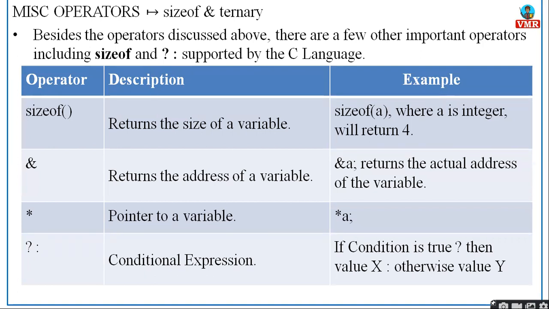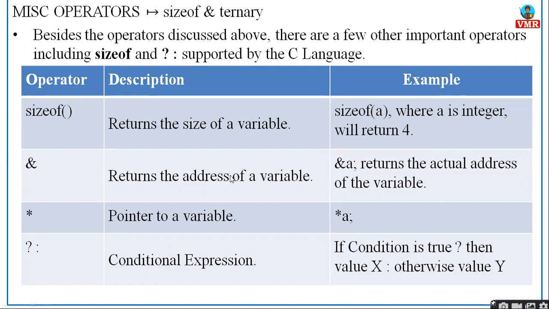So first one is sizeof, which returns the size of a variable. In the previous lectures we had seen how much memory is allocated for a particular variable. If you are writing integer a, and you want to know the size of that variable, you can use sizeof(a). If it is an integer, you'll get 4 as output. If it is a double, you'll get 8. If it is a char, then you'll get 1 byte of memory. So the size of that particular variable will be shown.